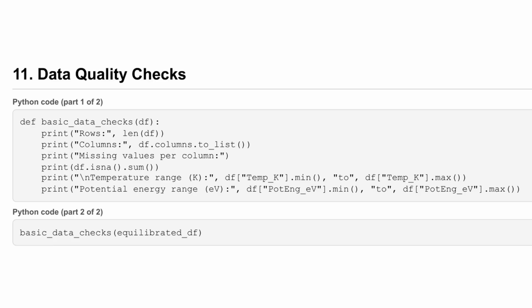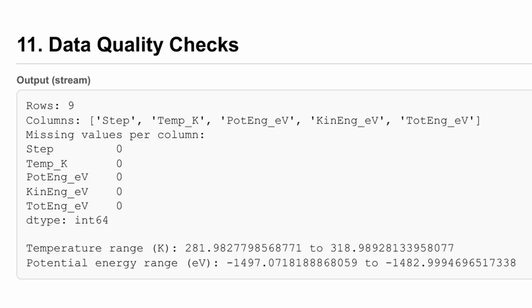We define another validation function to summarize the data size, count missing values, and print the physical ranges of temperature and potential energy. The diagnostic output shows no missing values and confirms the temperature remains between 281 and 318 Kelvin, which is perfectly reasonable for this simulated system.